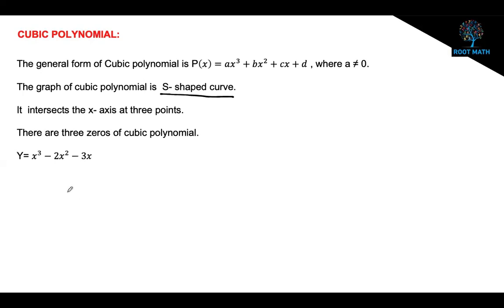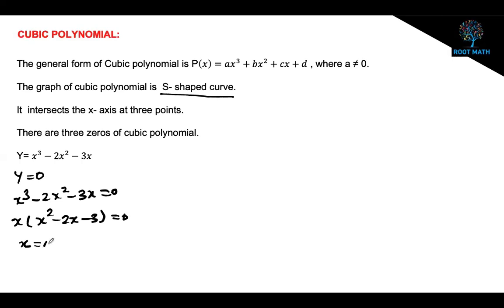Let's consider an example, x cube minus 2x squared minus 3x. To find the number of zeros, first you make y equal to 0. x cube minus 2x squared minus 3x is equal to 0. Here you can see all the terms have x. So we'll factorize by bringing the x commonly outside. x times x squared minus 2x minus 3 equal to 0. As I said before, when we are multiplying two numbers, if the value is 0, it means either the first value is 0 or the second is 0. Keep the x equal to 0 as it is and we will factorize the second one.